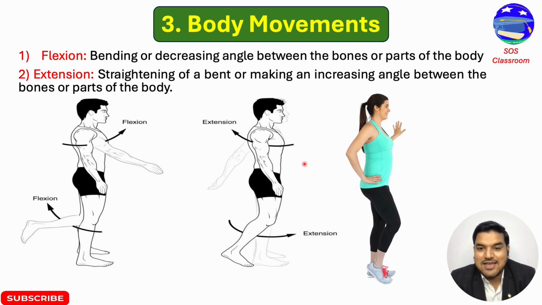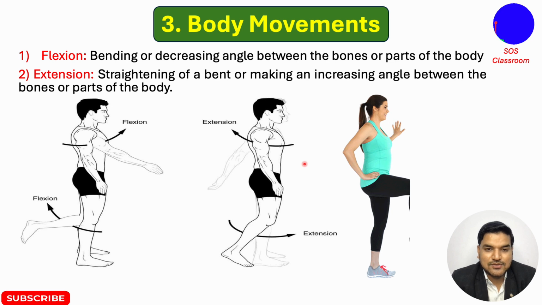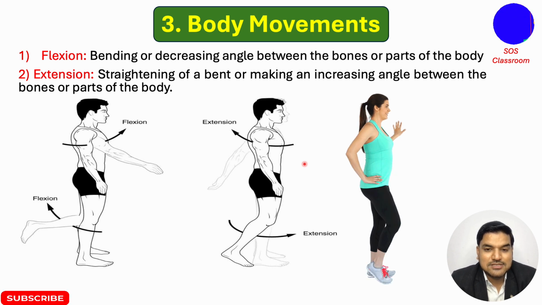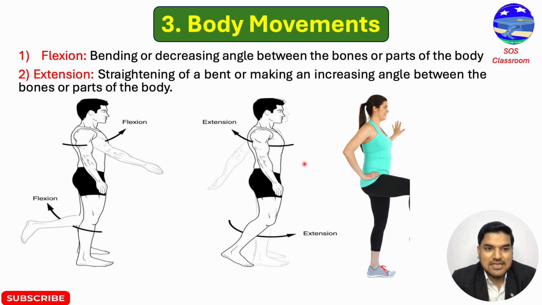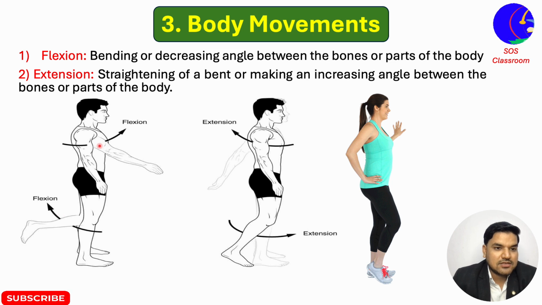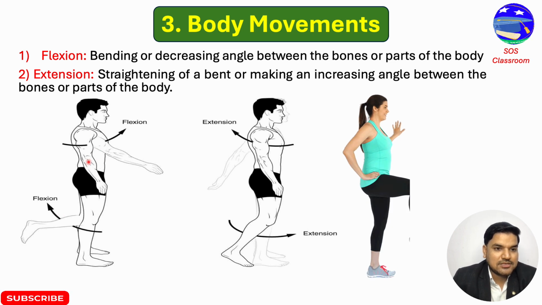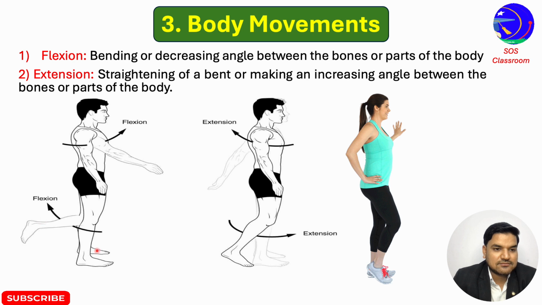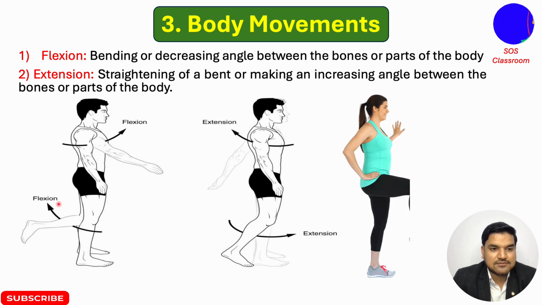Extension means increasing the angle between the bones and body parts. If you are moving or bending your body parts toward the body sides, this comes under flexion, and extension means straightening of a bent part of the body. You can see here the normal human anatomy. This is flexion. Flexion means moving the body parts toward the body sides, or bending of the bones or body parts.